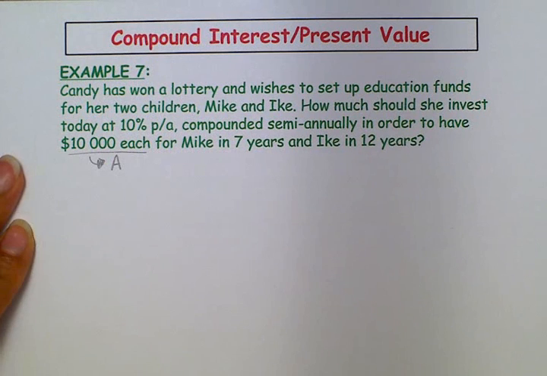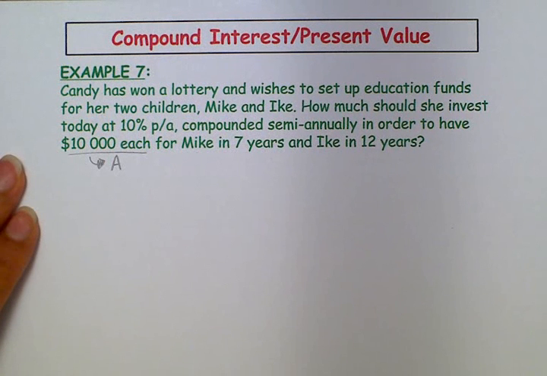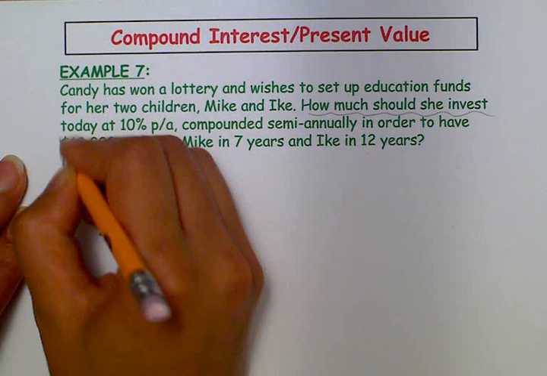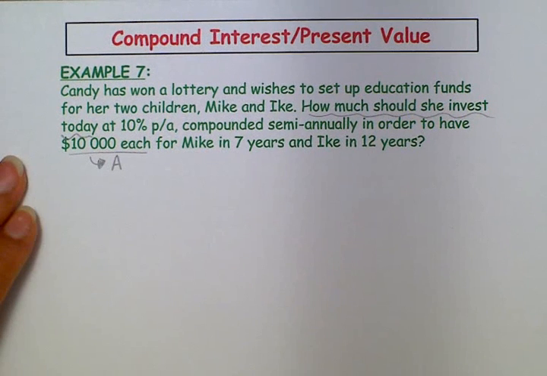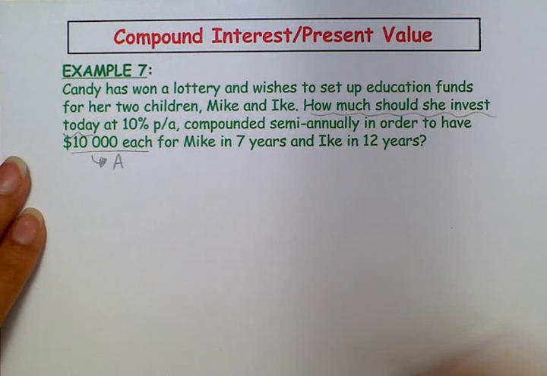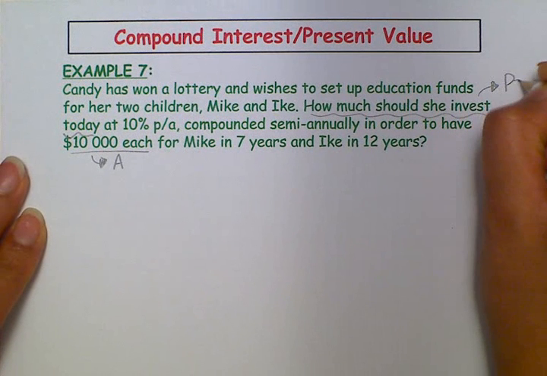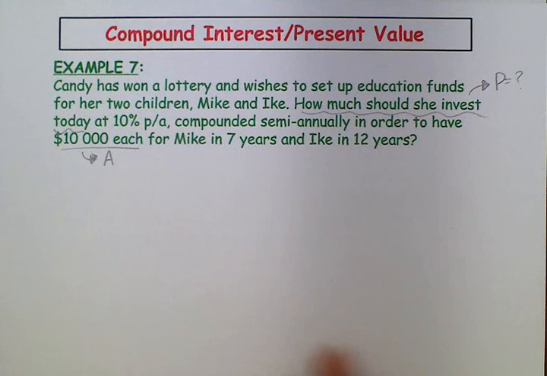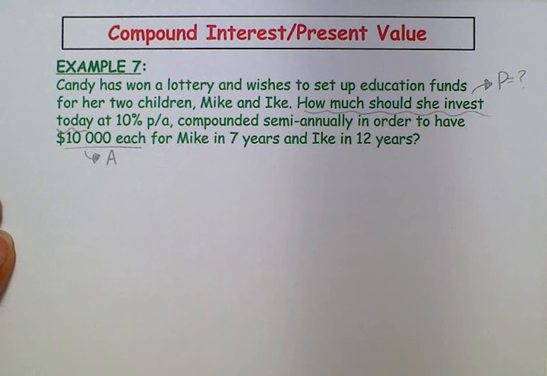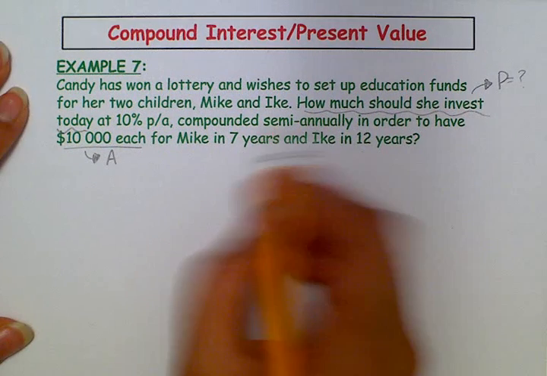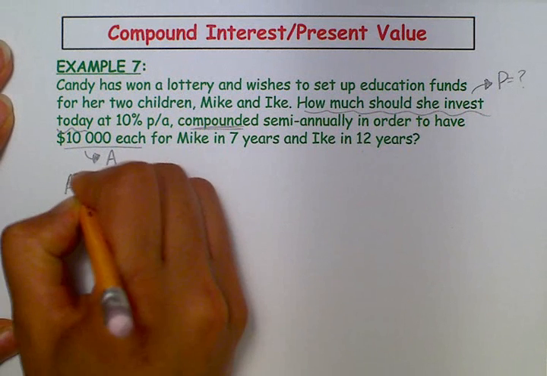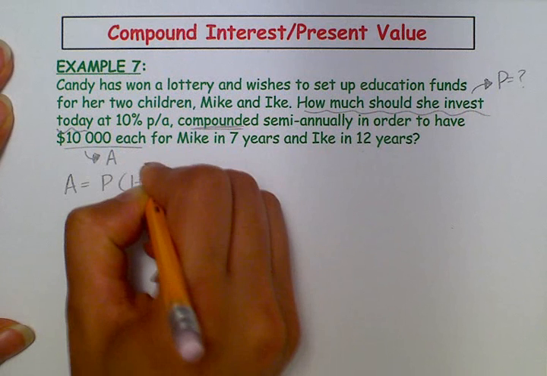Okay? So this $10,000 that you're given in this question is actually representative of the accumulated amount over time. The principal amount is how much she needs to invest right now, and if you look at the initial question, it says how much should she invest today at 10% per annum. So we're trying to figure out the principal amount that she should invest for Mike, and then the principal amount that she should invest for Ike. So let's start with the compound interest formula, since we are told that we're looking at compounded interest. A equals P times (1 plus i) to the exponent n.